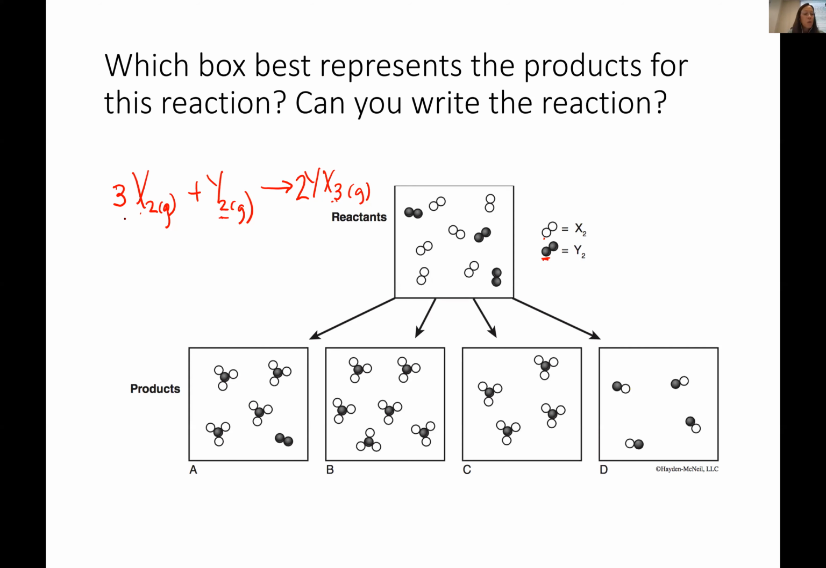So now what I want to propose to you is that we might actually count the particles. And I like to do these kinds of things in what I call rice tables. We're going to look at them all the way through here. I think they're super helpful for these little particle pictures. So if I count out how many X2s I started with, 1, 2, 3, 4, 5, 6 X2s. And for Y2s, I started with 3. And I started with 0 amount of the product.